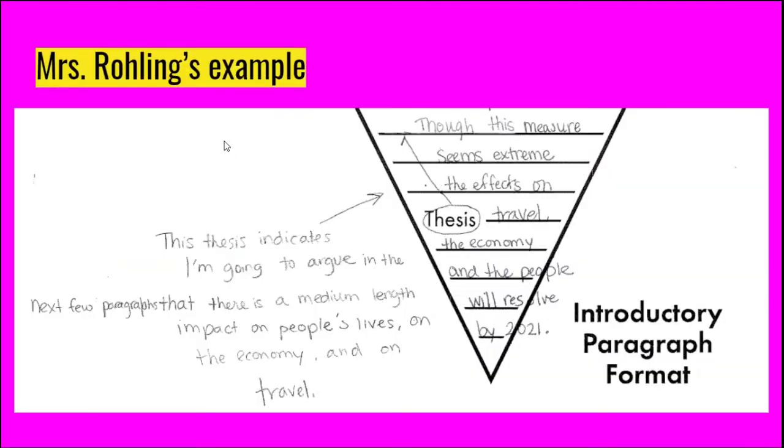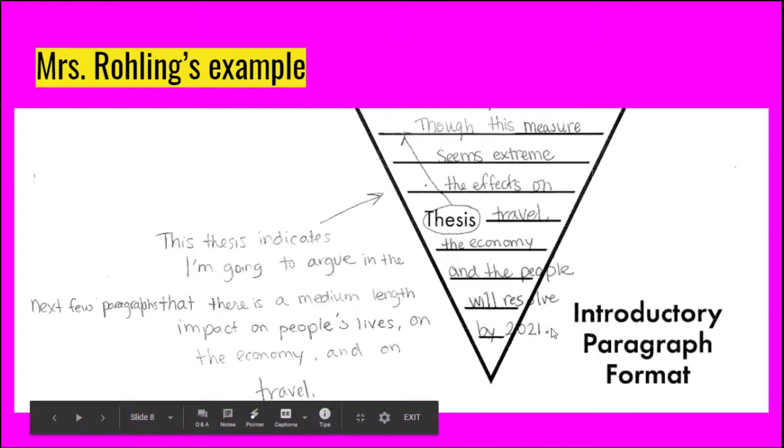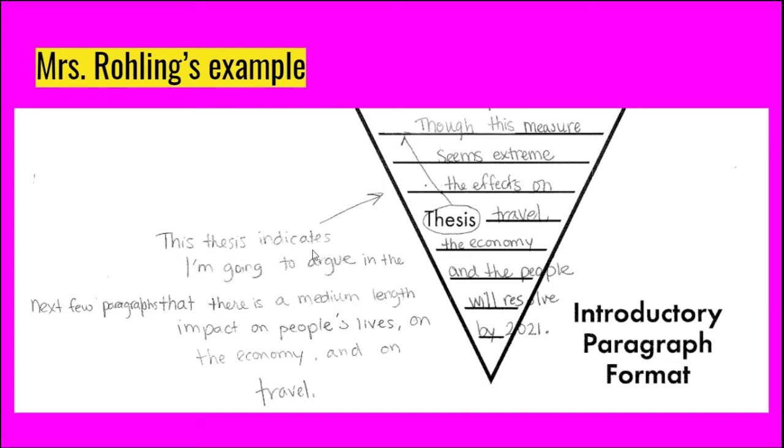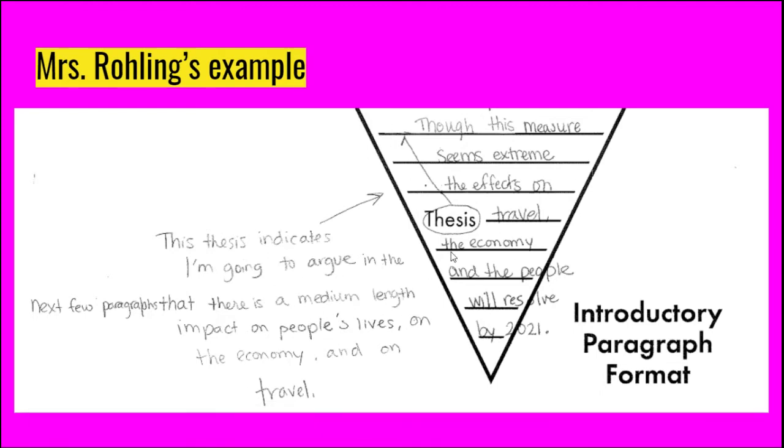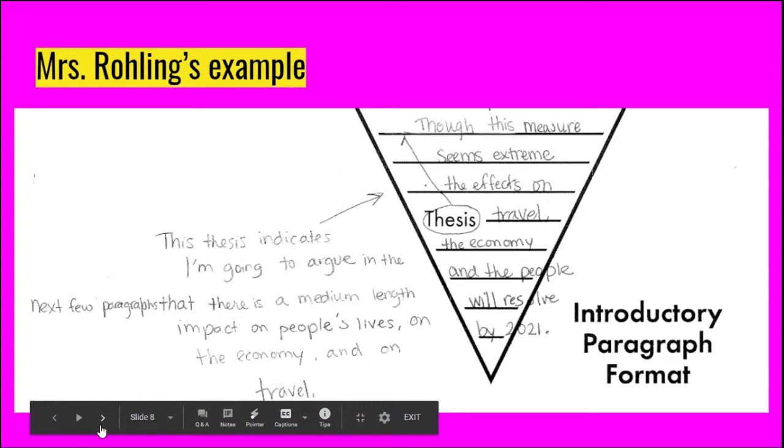So here's Mrs. Rohling's example. I've been working with the current event story about President Trump limiting travel from Europe. So my thesis, I wrote, "Though this measure seems extreme, the effects on travel, the economy, and the people will resolve by 2021." This thesis indicates I'm going to argue in the next few paragraphs that there is a medium-length impact on people's lives, on the economy, on travel. I've said who, and I've introduced how long. So this is going to be my final sentence in my paragraph.